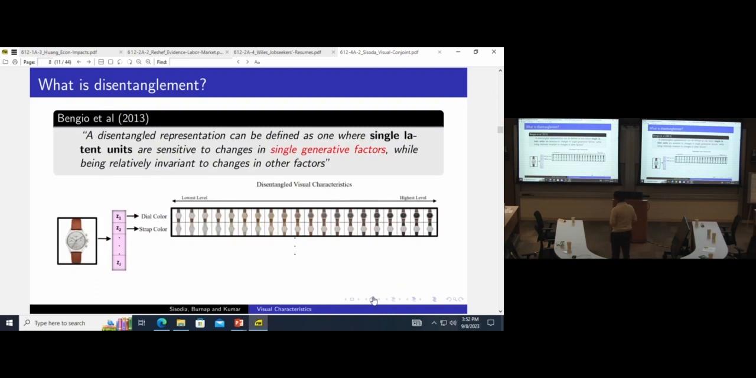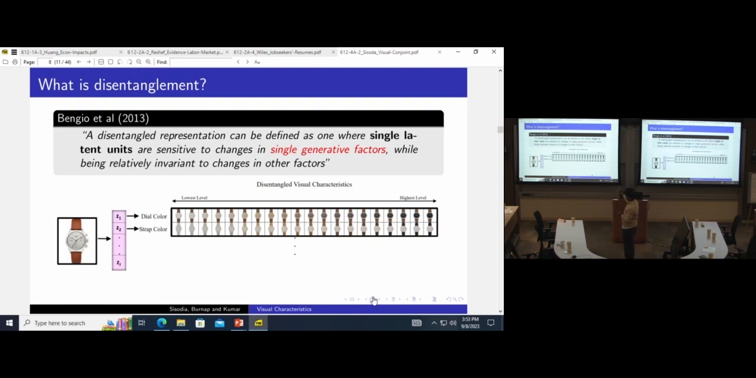First, what do we mean by disentanglement? So this is a concept which was proposed by Yoshua Bengio in 2013 as a conceptual goal. And later on, a lot of work was done within deep learning on this type of method, and it can be defined as one in which, suppose you change only one visual characteristic, keeping all the others fixed, then the image should change only in one human interpretable way.